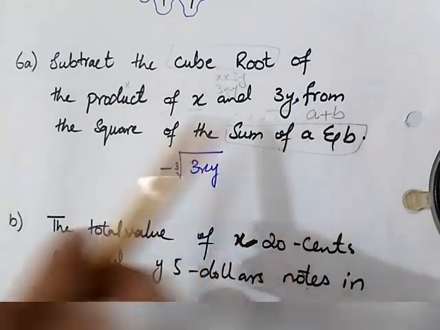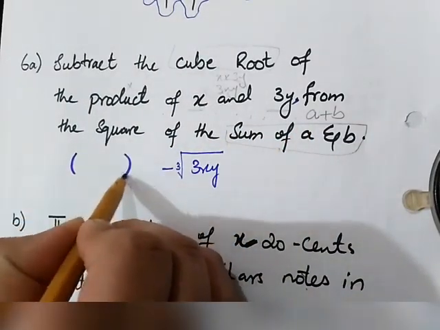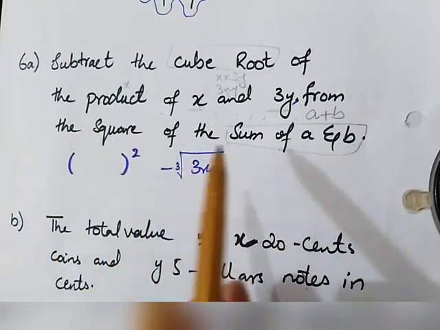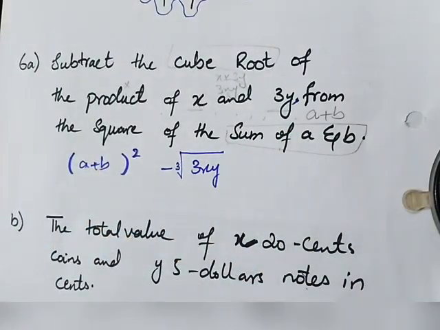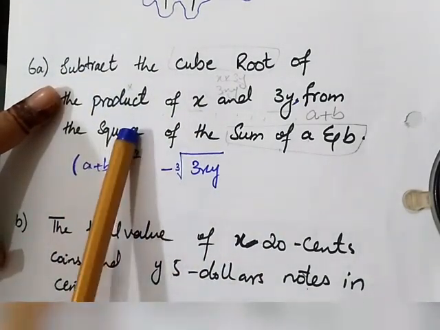Now what is next? From the square of the sum. It is a square of something. From the square, so it is a square of the sum, and sum of what? A plus b.